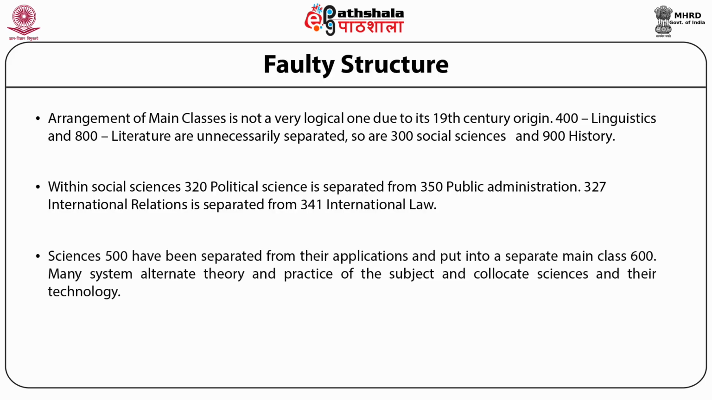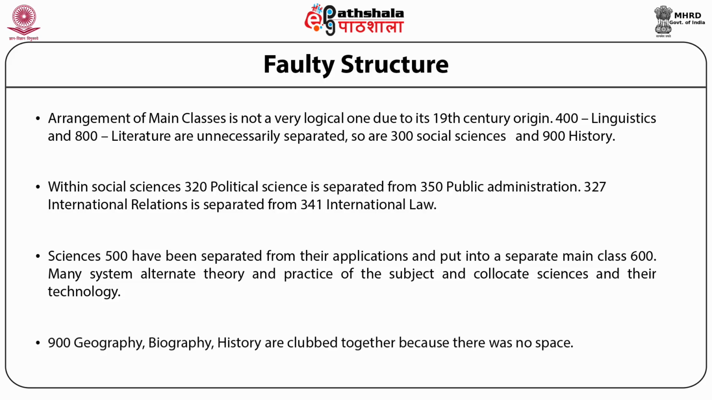Sciences 500 have been separated from their applications and put into a separate main class 600. Many systems alternate theory and practice of the subject and collocate sciences and their technologies, as do the CC and even the Library of Congress. Then 900 geography, biography, and history are clubbed together because there was no space.